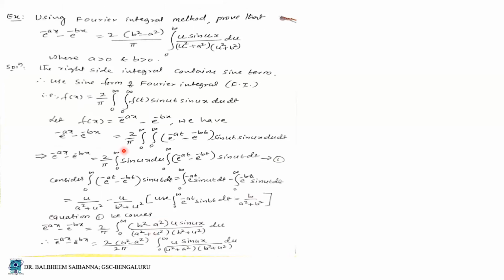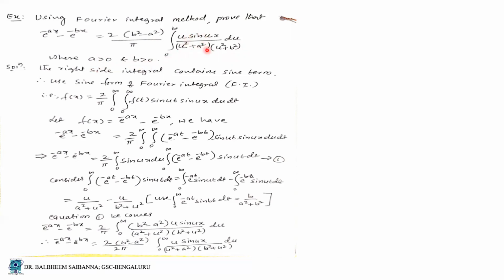Next example: using the Fourier integral method, prove that e to the power of minus ax minus e to the power of minus bx equals 2 times b square minus a square divided by pi, integral 0 to infinity u sin ux divided by u square plus a square into u square plus b square du, where a and b are positive. A is greater than 0, b is greater than 0.